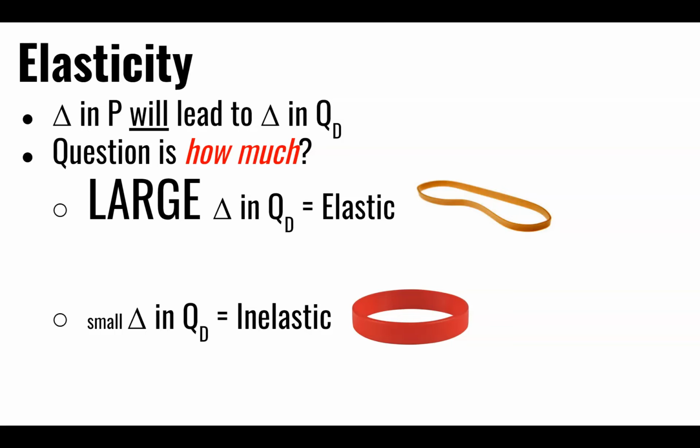And if the change in quantity demanded is less on a proportional basis to the change in price, we'd say it's inelastic. So if I change the price by 2% and I only get a 1% change in quantity demanded, we would say it's not very responsive to a change in price, and that would be inelastic in nature.